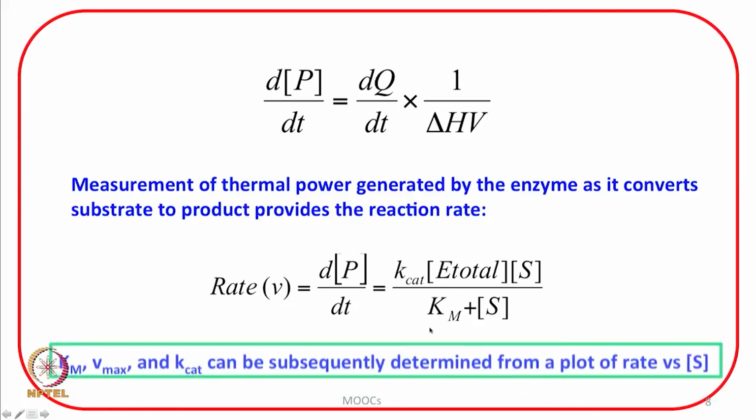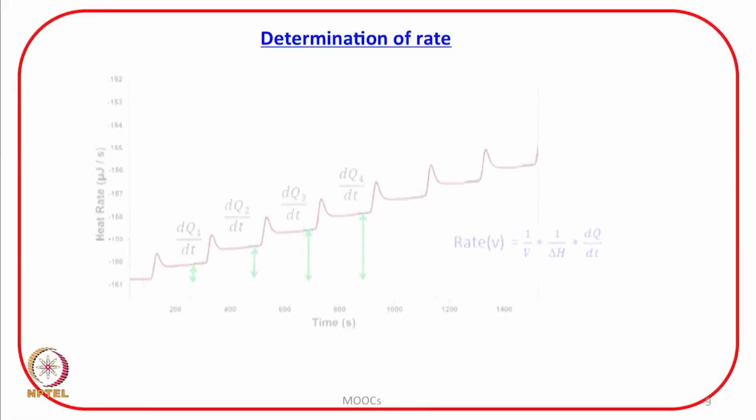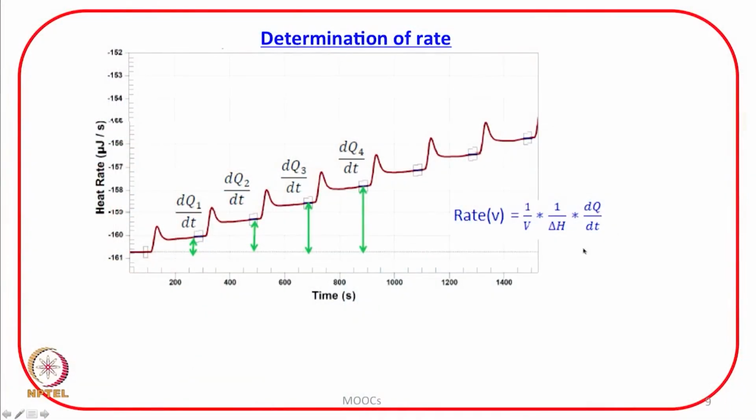That is what is commented over here. Km, Vmax and k cat can be subsequently determined from a plot of rate versus the concentration of S. How do you determine the rate? The determination of rate requires determination of this flow of power with respect to time. So, this is how it is determined.